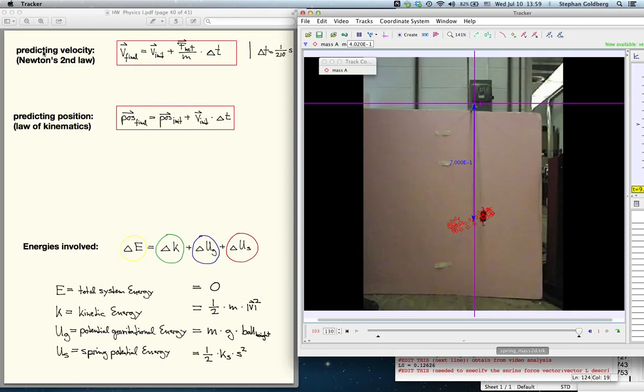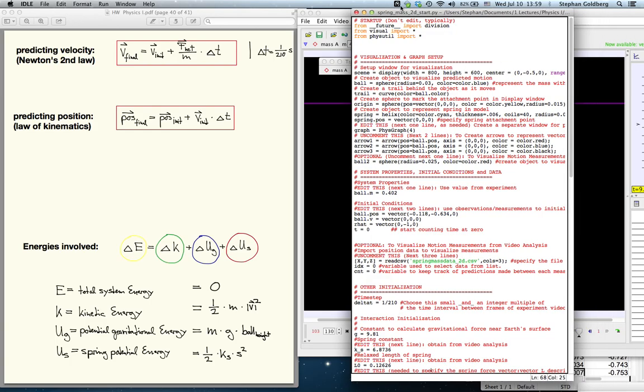Next, we will calculate the velocity of the moving object using Newton's second law and solving for the final velocity using a delta t value of 1 over 210. And we predict the position by using the law of kinematics and solving for the final position vector. Before I continue, look at the Python code.